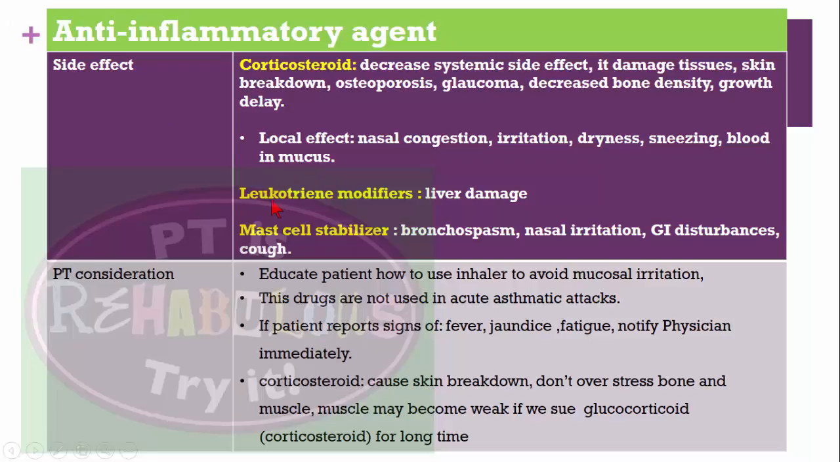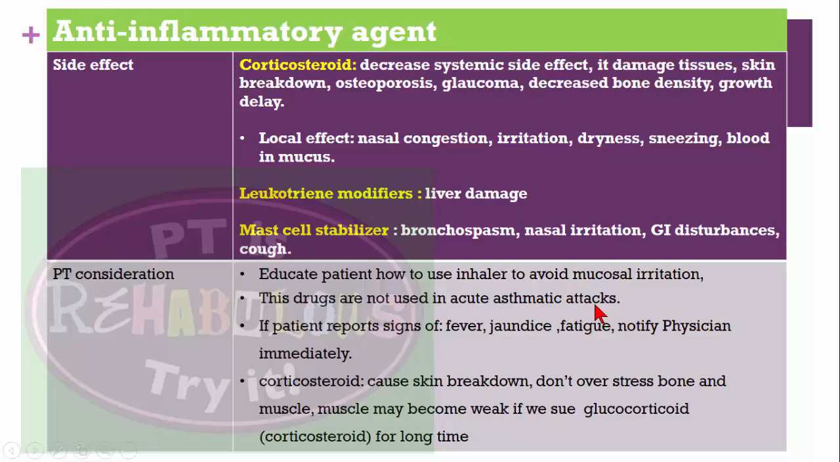If a patient is taking a leukotriene inhibitor, it may damage their liver. And mast cell stabilizers can cause bronchospasm, nasal irritation, GI disturbances and cough. So as a physiotherapist, it is our duty to educate how to use the inhaler and avoid mucosal irritation. These drugs are not used for an asthmatic attack.